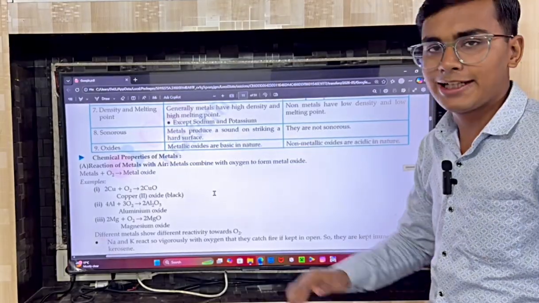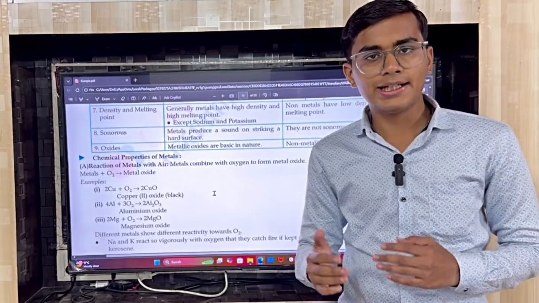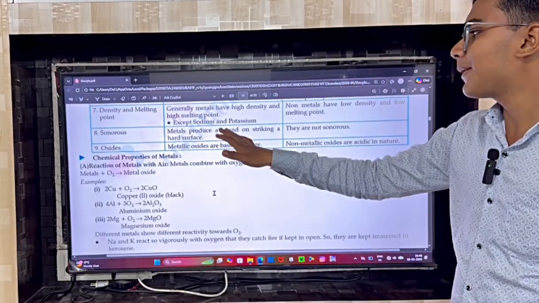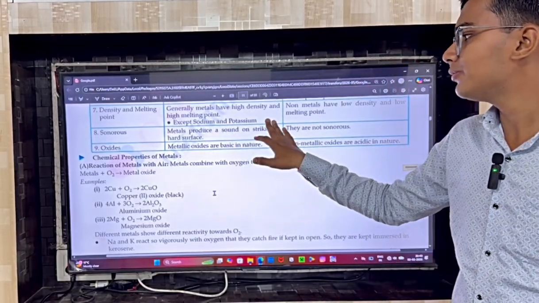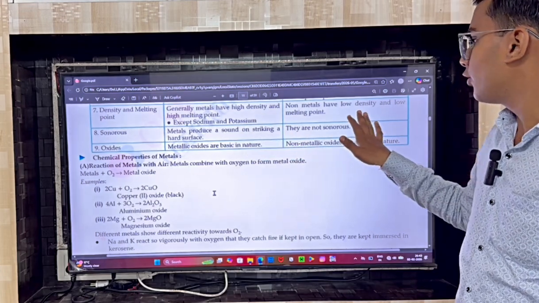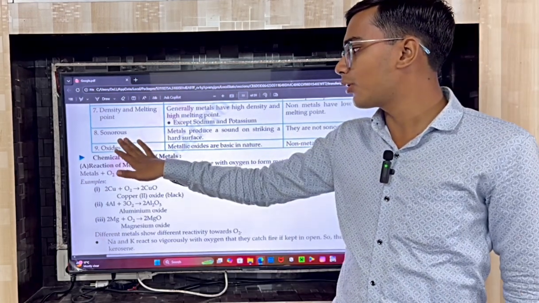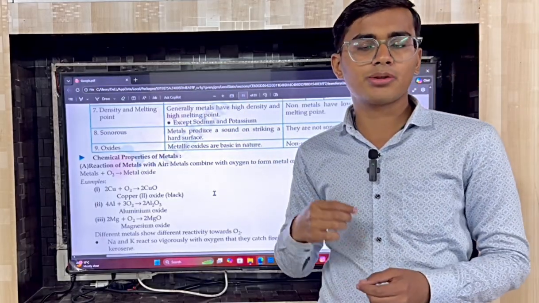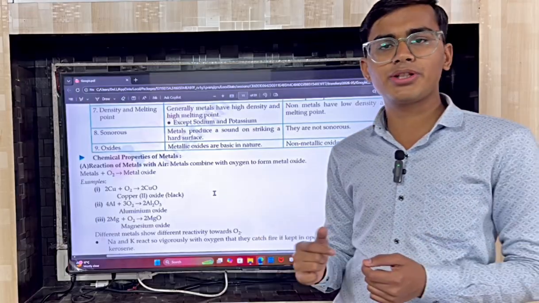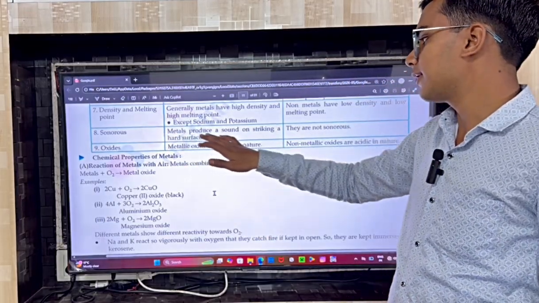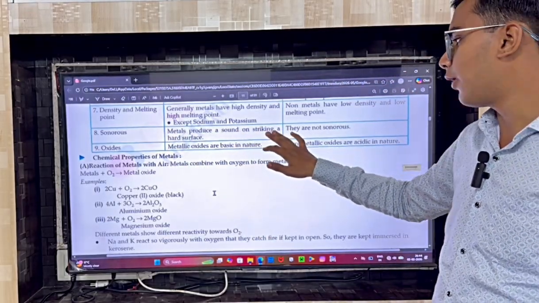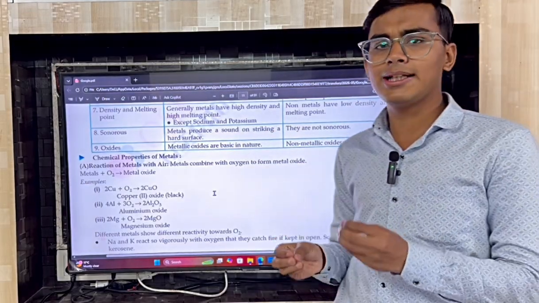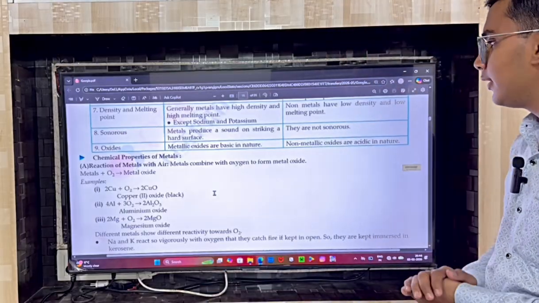Next is density and melting point. Metals have high density and high melting point, whereas non-metals have low density and low melting point. The exceptions in metals are sodium and potassium, and in non-metals there is no exception here. Next, sonorous: when a metal strikes a hard surface, it produces a sound, and that is known as sonorous. Non-metals are not sonorous. It means they cannot produce sound on striking.